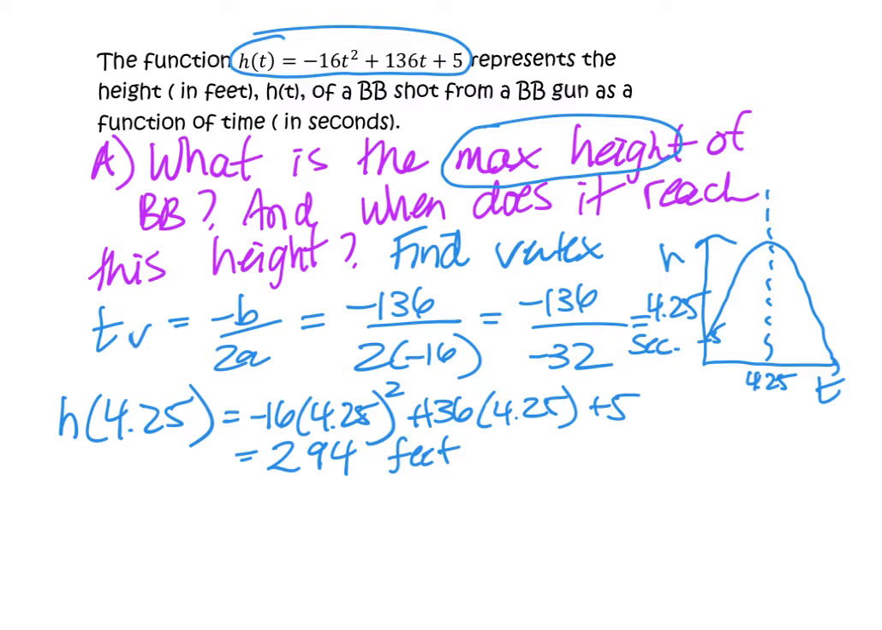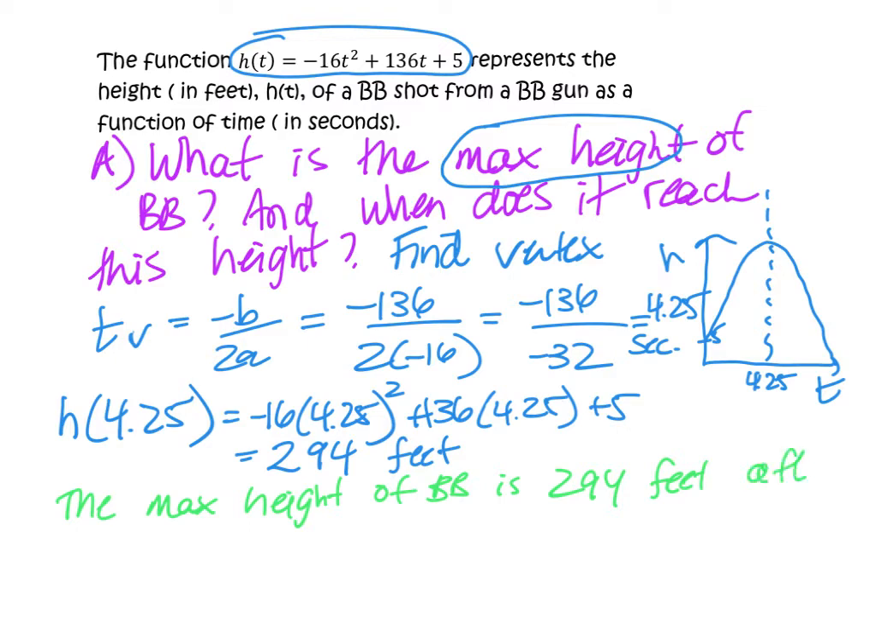So really, let's write out what this is saying. We're saying the max height of the BB is 294 feet after being in the air for 4.25 seconds. So that is my vertex. So that means that up here would be at 294.